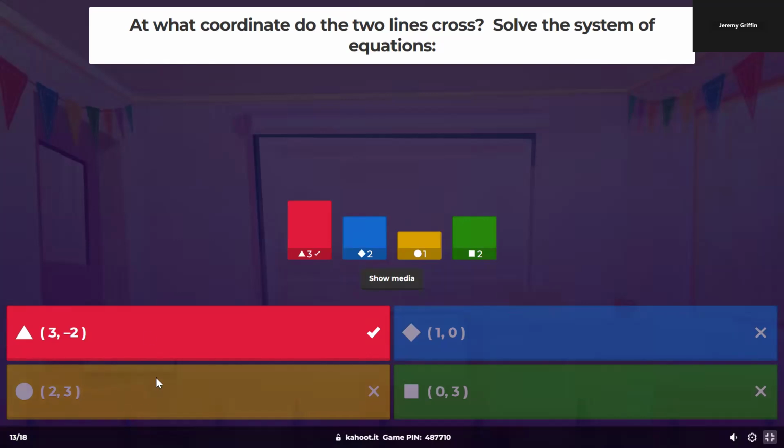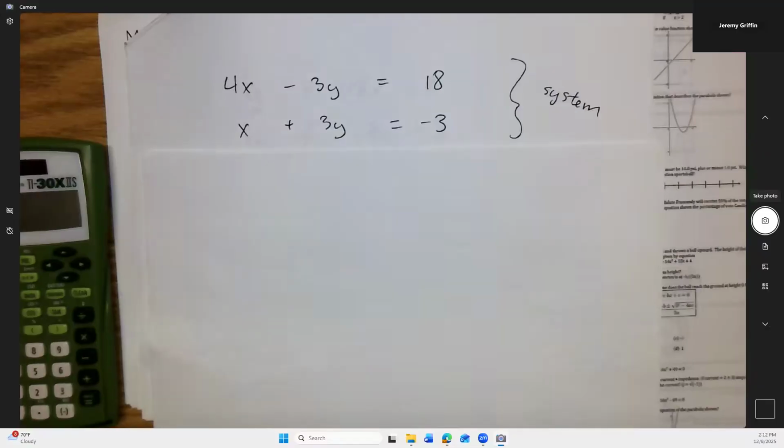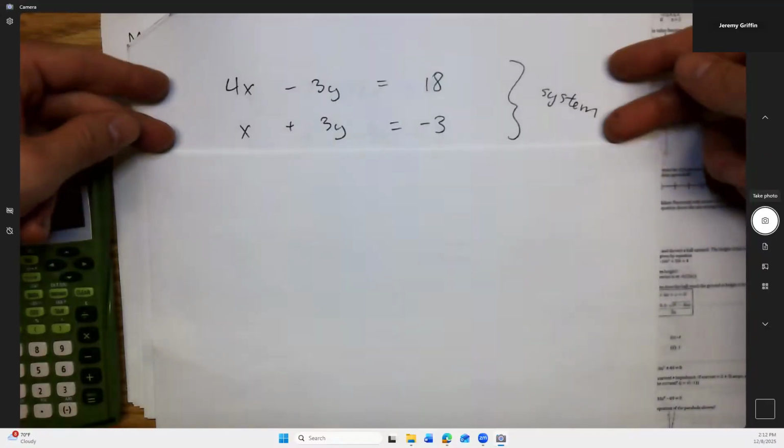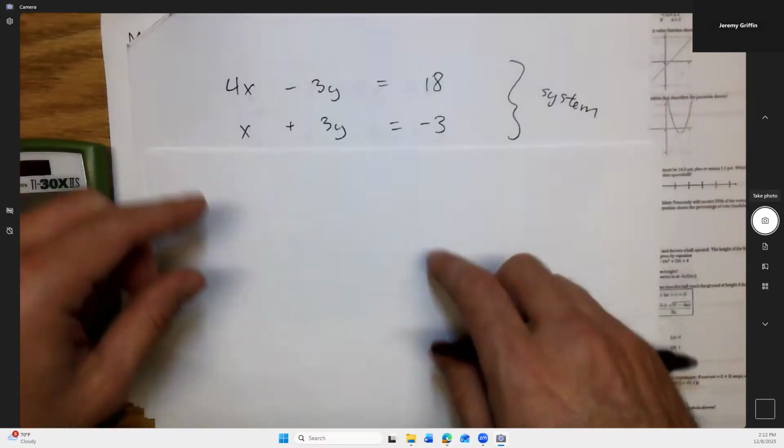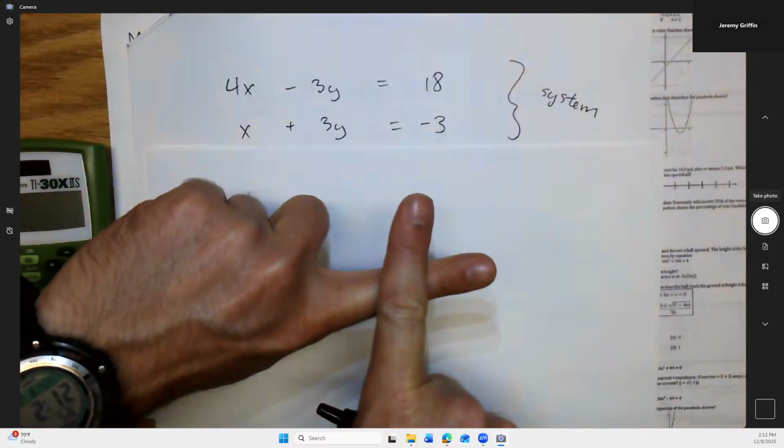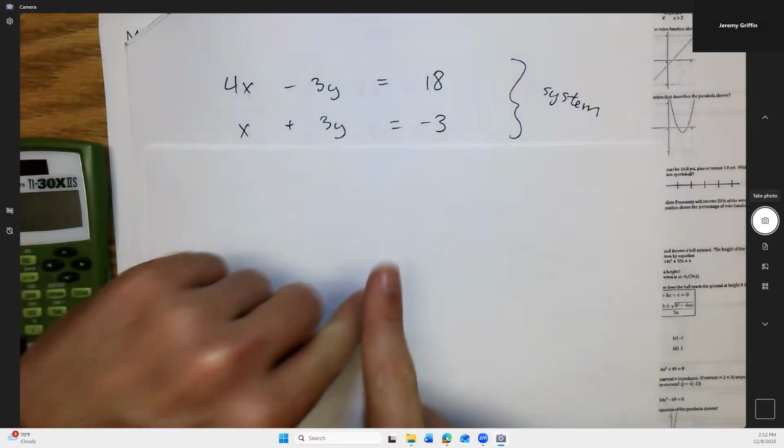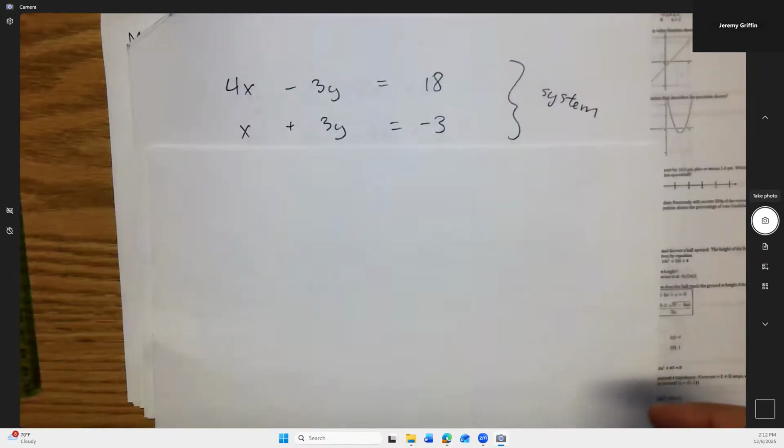All right, the coordinate for x is 3 and y is -2. Check this out. Here's the system given to you. Now these could be two different lines, so there's some place where these two lines are going to cross. The coordinate where they cross gives the x value and the y value.